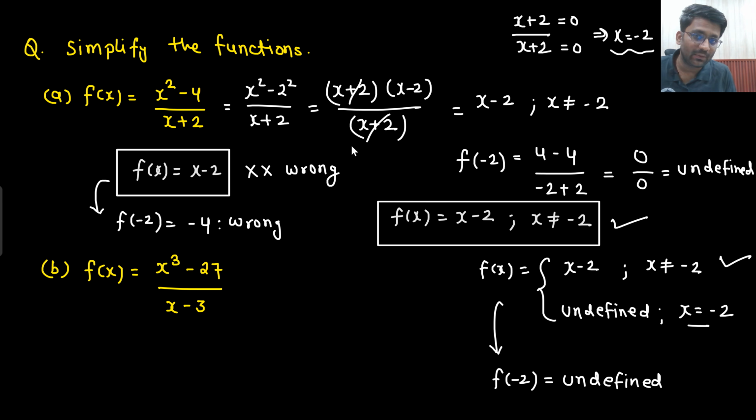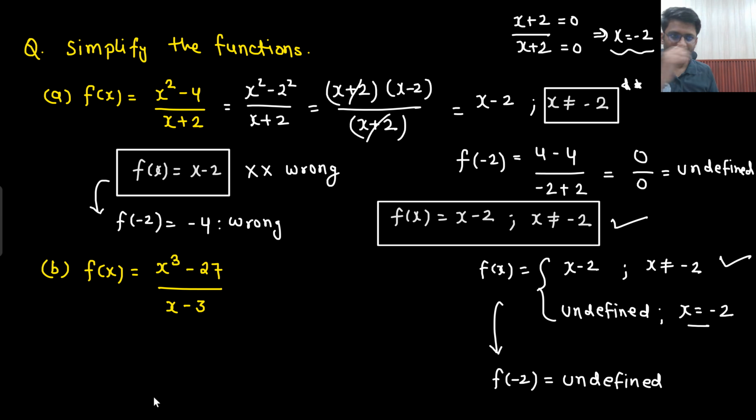So just as you cancel them out, you need to make sure of one thing: I am cancelling out where they are becoming 0, and that I need to take care of. Because if they are becoming 0, that means they will end up making an undefined form, 0 by 0. So when I cancel them out, I need to make sure that I write down this particular thing, which is very, very important.